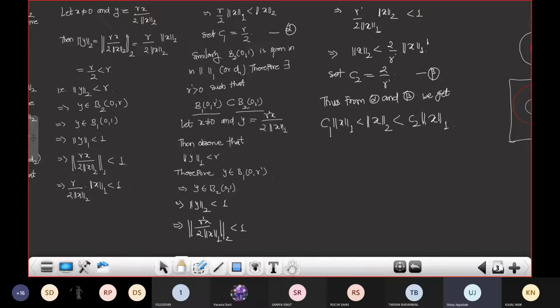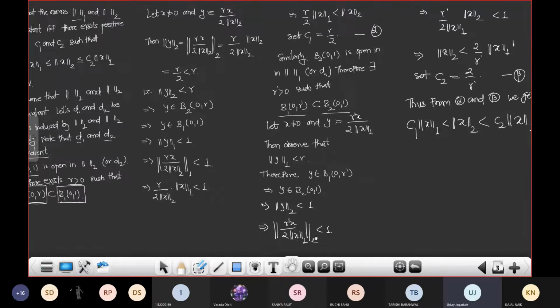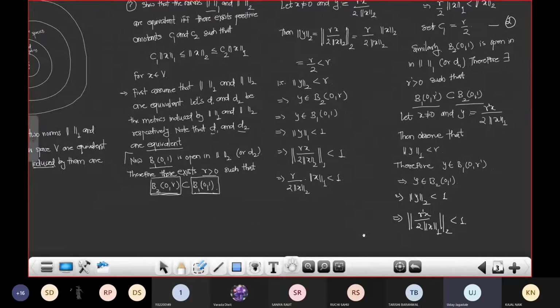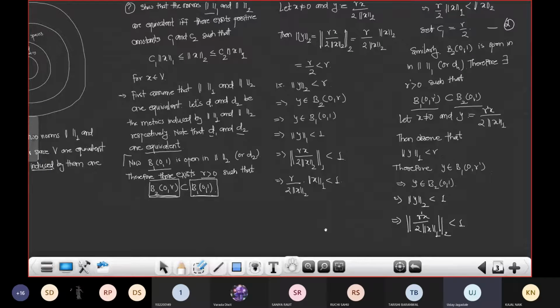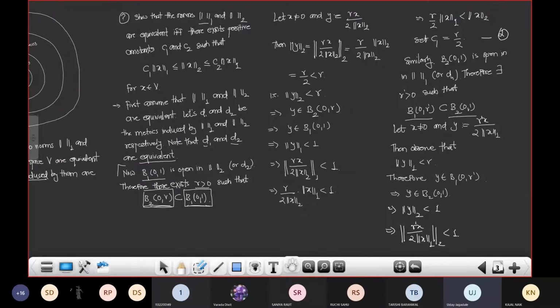Now what is remaining? Which part is remaining? Converse is remaining. So let's go back to the converse part. Can somebody tell me what is the hypothesis for the converse part and what we want to do?